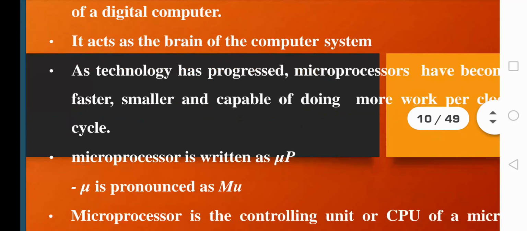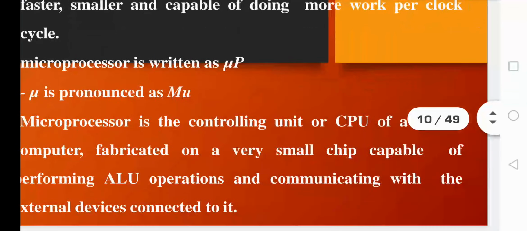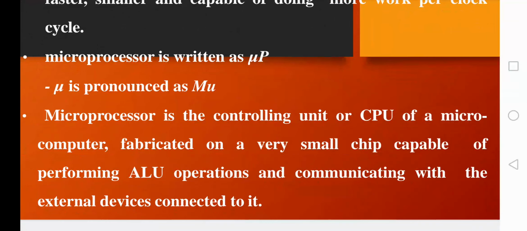We can define the microprocessor as μp, because micro is denoted by the symbol μ. So how can you define a microprocessor? It is actually the controlling unit or the CPU of a microcomputer, fabricated in a very small chip, capable of performing arithmetic and logic operations and communicating with the external devices connected to it.